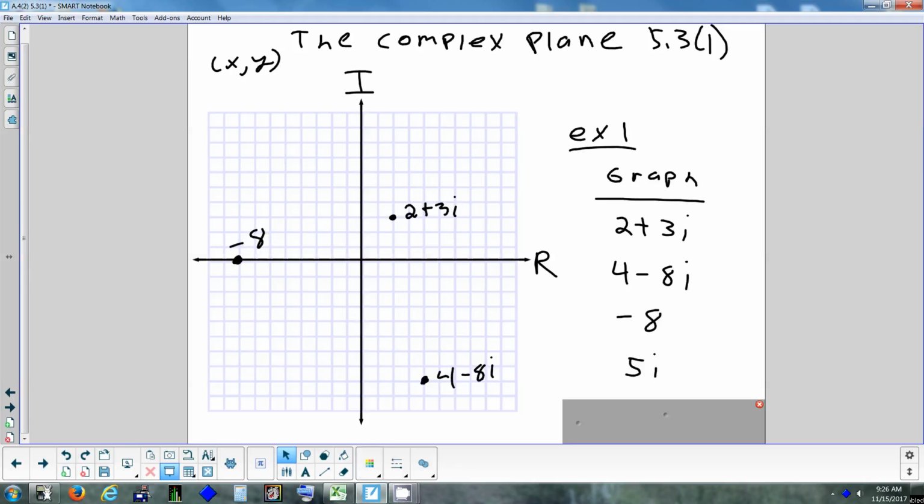It's -8. And 5i. Katie, how would I graph 5i? You would go up the imaginary 5. Yep. Any left and right here? No? It's like 0 plus 5i. Any question on graphing complex numbers?